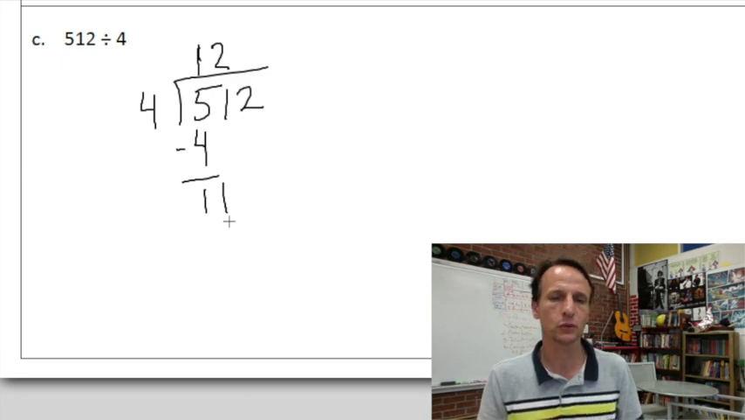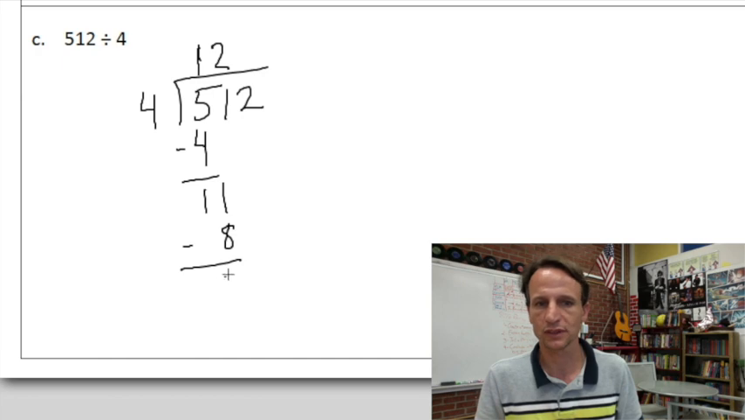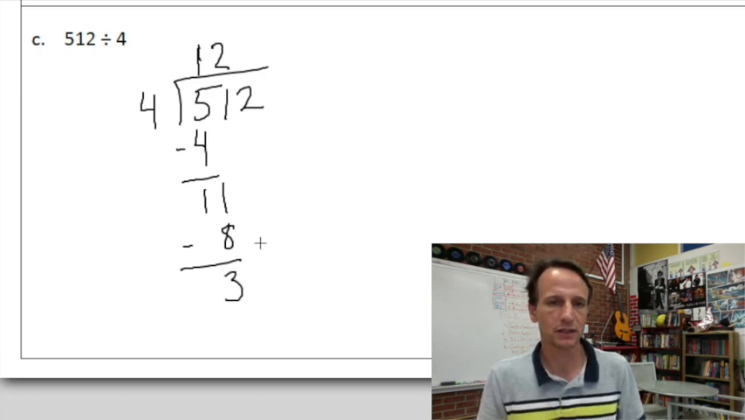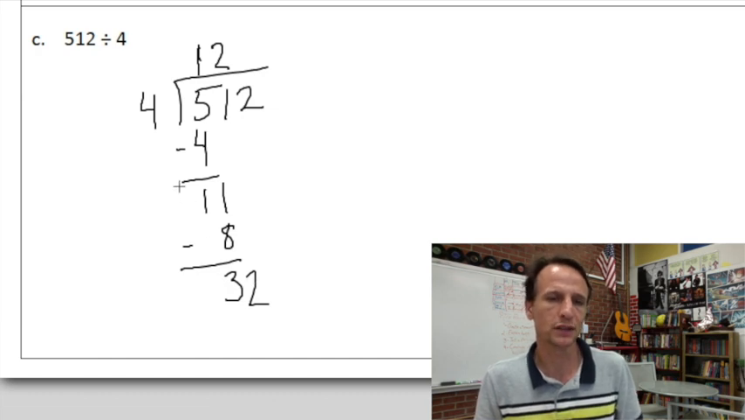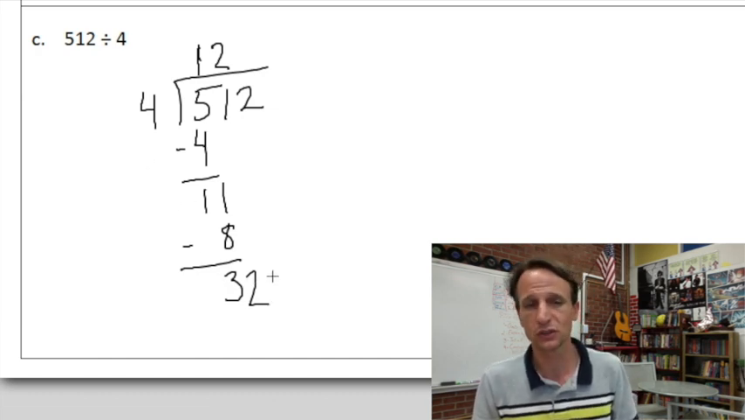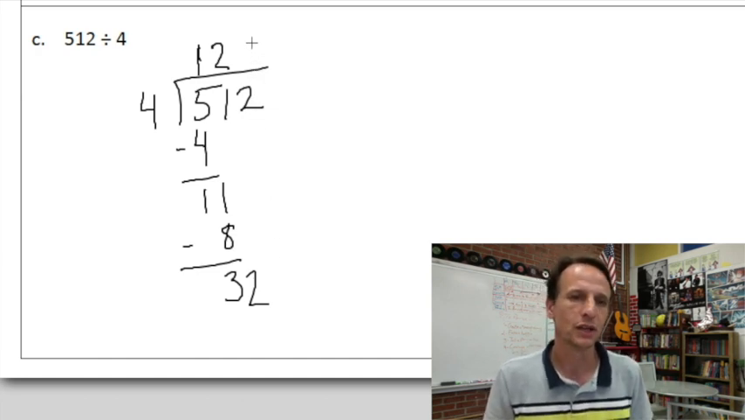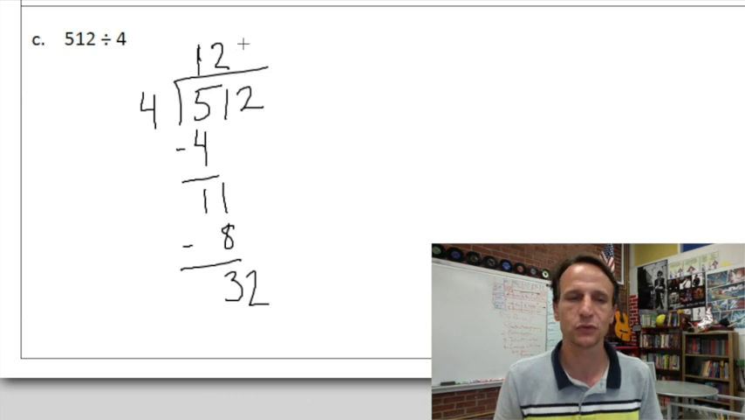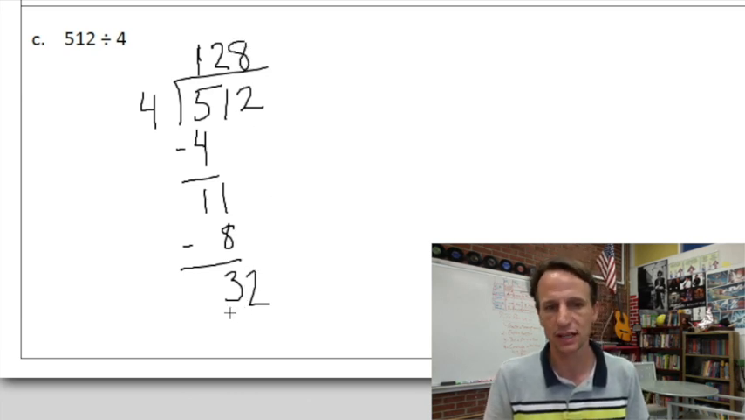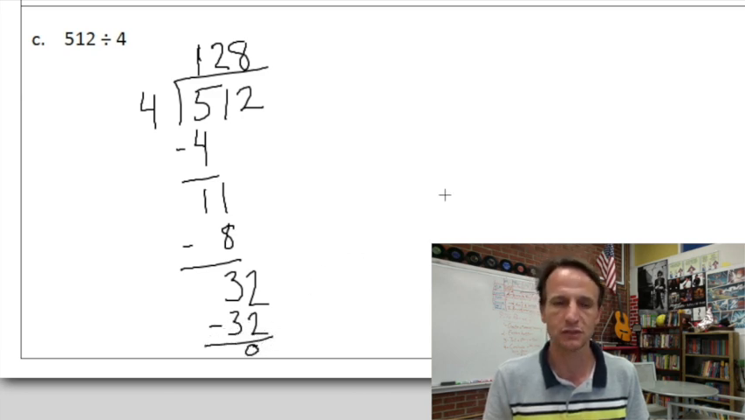Because 2 times 4 is 8. Subtract, we are left with 3. And now we can divide the 1s. So we are looking at 32 ones. So how many 4s in 32? Oh, hey, you just learned this fact, didn't you? I'm assuming so, because you know that 8 times 4 is 32. So there are 8 4s in 32, because 8 times 4 is 32. Subtract, you're left with 0.